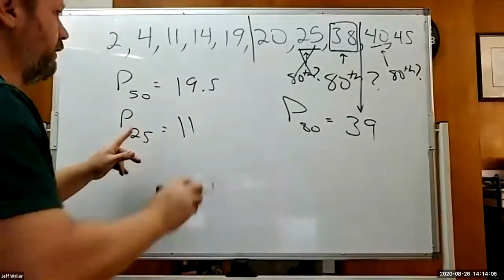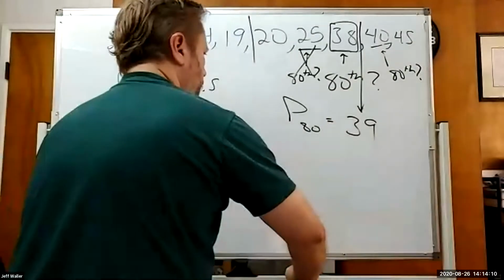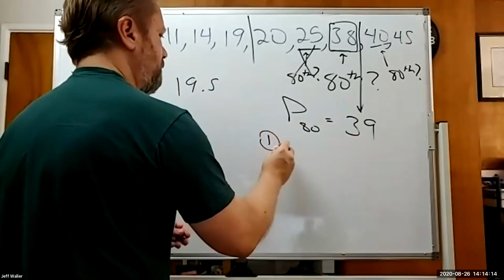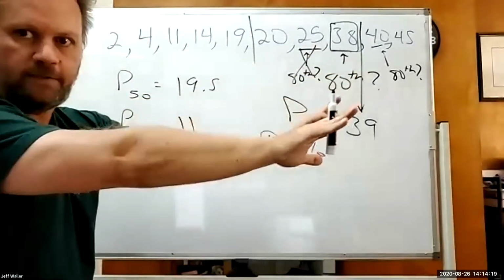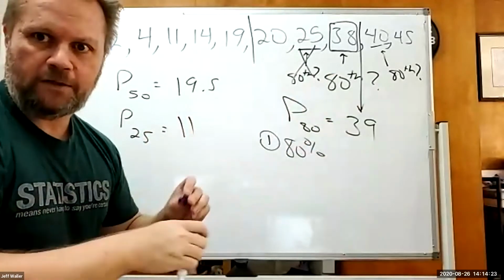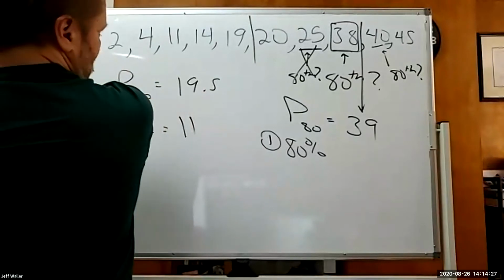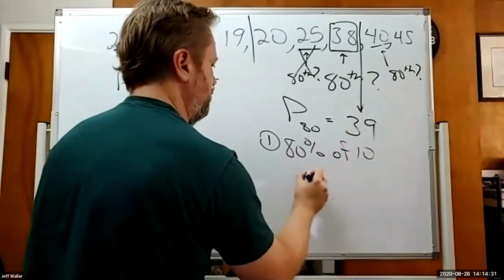Let's see what really happens with the math. Does this make sense that if I want to know the 80th percentile, shouldn't my first step be to go 80% of the way into the list? If I go 80% of the way in, I should be close to the answer. So how big of a list is this? 10 numbers. So if I go 80% of 10, what is that? 8.